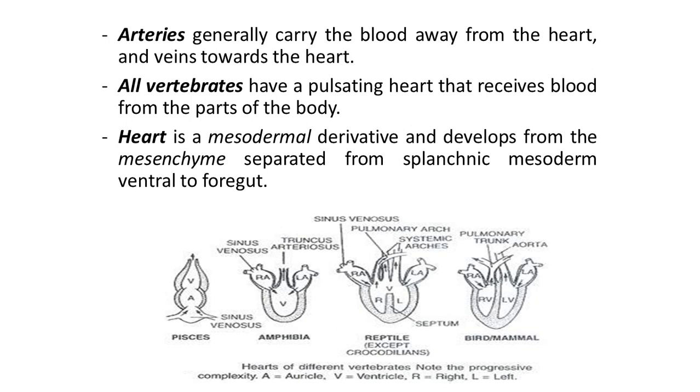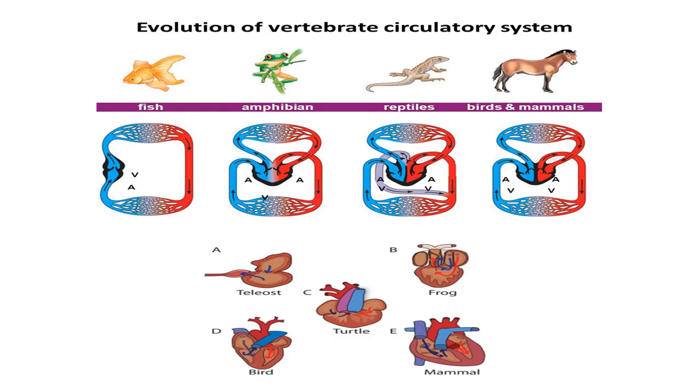The heart is in chordates. The heart is a mesodermal derivative and develops from the mesenchyme separated from splanchnic mesoderm ventral to foregut. This is the diagram of evolution of vertebrate circulatory system. You can see during the evolutionary period from Pisces to mammals, a number of changes take place.